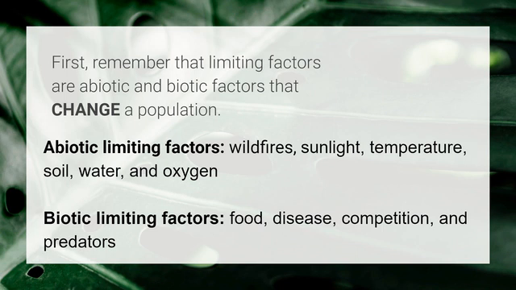The first thing you have to remember about limiting factors is that they are abiotic and they're biotic. So you have living things that change population and you have non-living things that can change a population. Typically, this change is not for the good. So limiting factors limit the amount of growth that an environment or ecosystem can have.